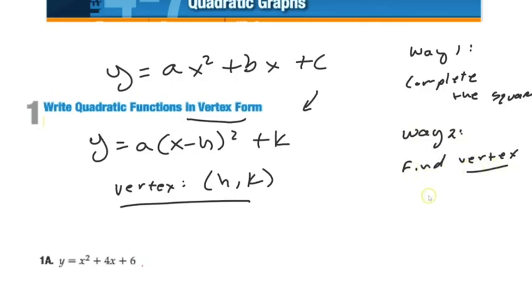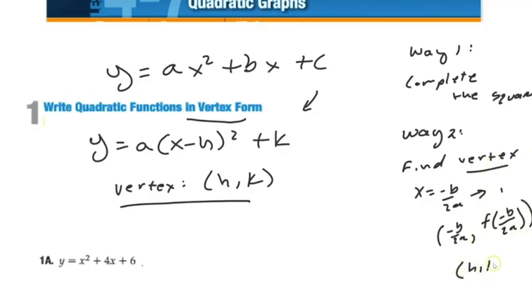The way we find the vertex, nothing changes. X equals negative b over 2a. And once you get that, you plug it into the formula to get the y value. Your vertex x is going to be negative b over 2a. We write f of negative b over 2a, which just means plug it in. Once you have the vertex, that's your h and k, and then your a is the exact same a. That's two ways to go from standard form to vertex form.